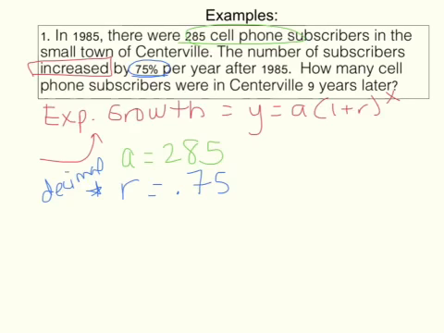Now my x value has to do with the time intervals. Remember, this was time intervals, and they're increasing every year. And we want to know how many cell phone subscribers there are 9 years later. So my time is 9 years.